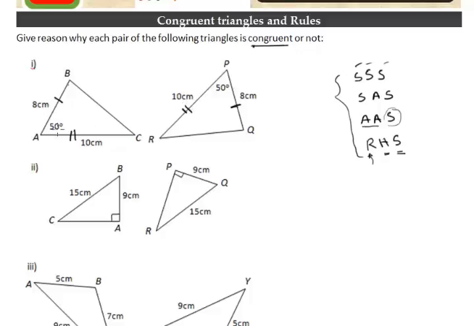and their included angle, two arms equal, S and S equal, and their included angle A is 50 degrees. So two sides and the included angle are equal. So these two triangles are congruent under SAS, that is, two sides and included angles are equal. So these two triangles are congruent. Let us see the second example.